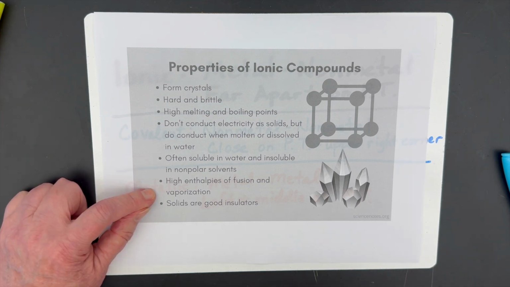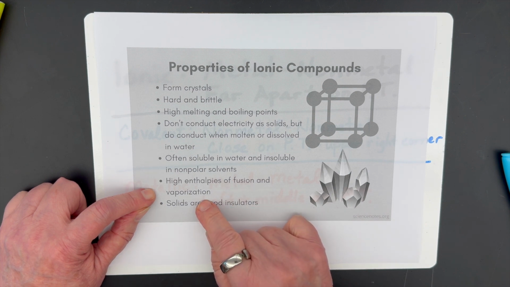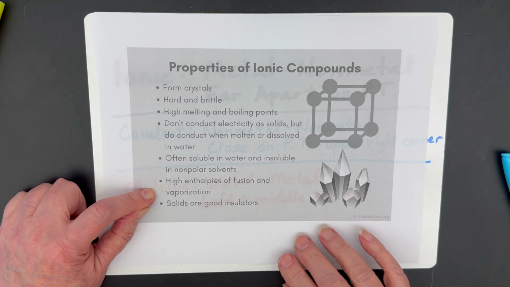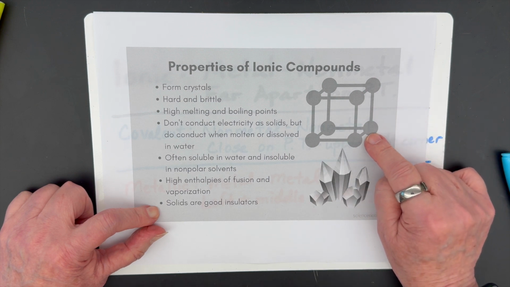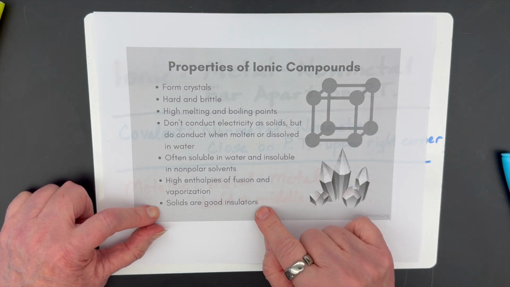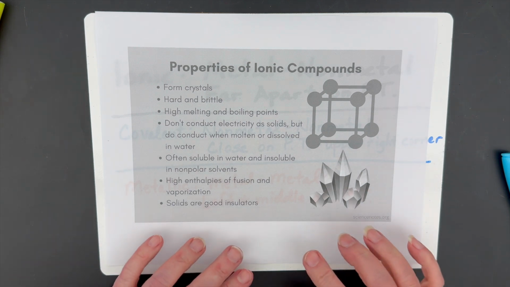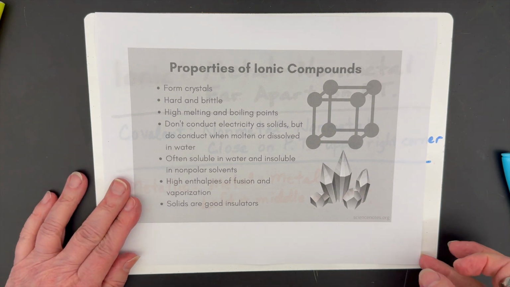High enthalpies of fusion and vaporization. Enthalpy of fusion is the amount of energy it takes to melt, and vaporization is the amount of energy it takes to boil a gram of the substance. And again, we said they had high melting and boiling points, so those are going to be high numbers. And because in their solid form they're locked in place and they can't move and they don't conduct electricity, they make really good insulators, because electric insulators keep the charged particles from moving, and when they're locked in place, that's what happens. So those are some of the properties of an ionic compound.